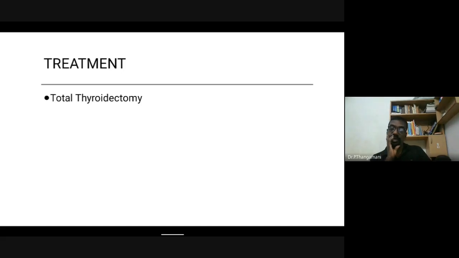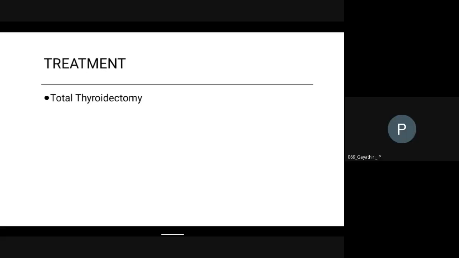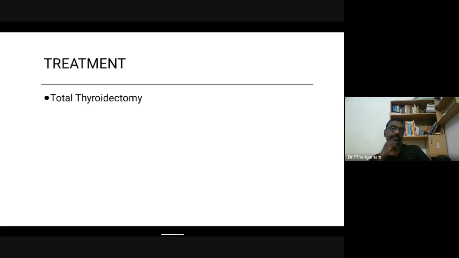Okay, right. What is the treatment then? Treatment is total thyroidectomy, sir. Okay. What do you mean by total thyroidectomy?